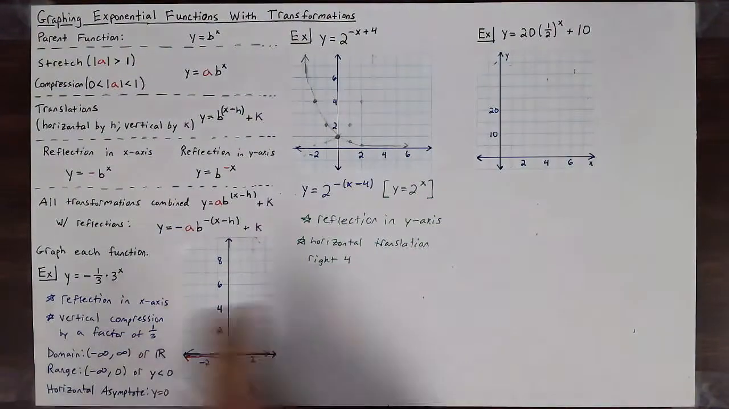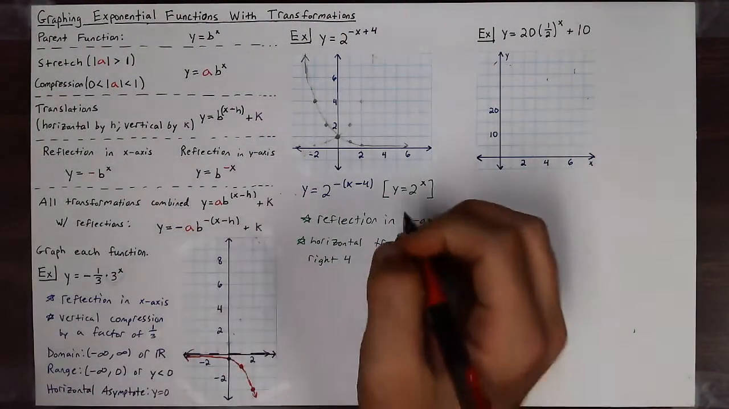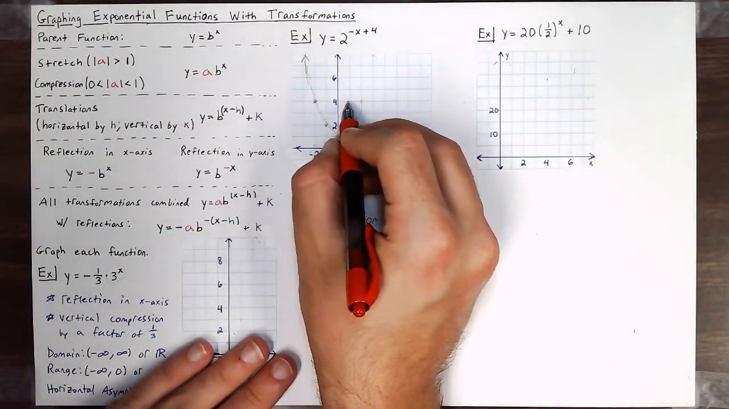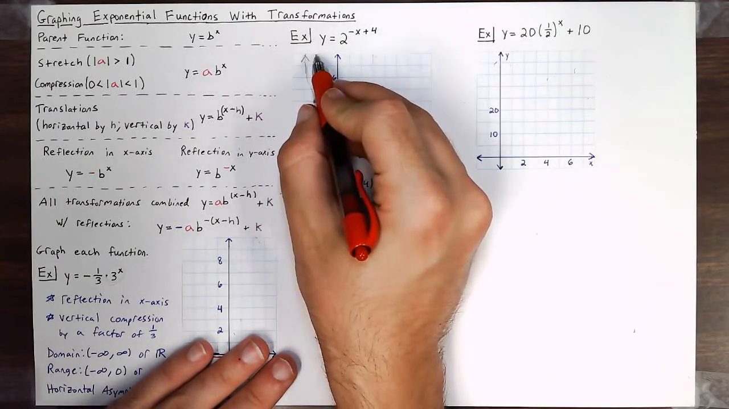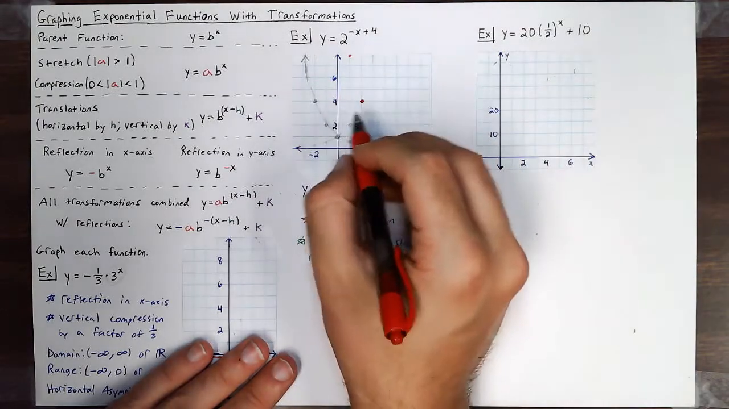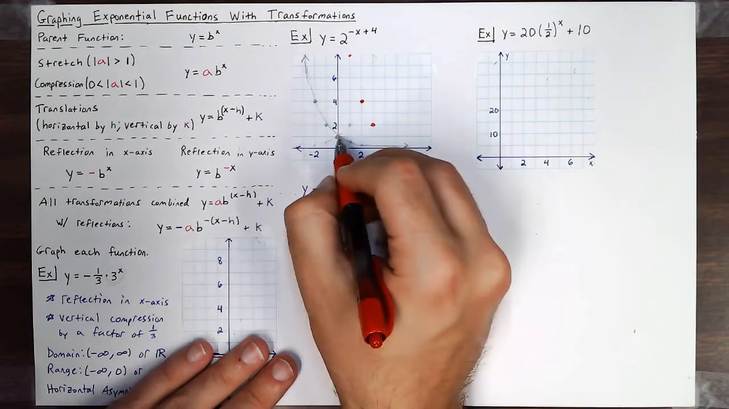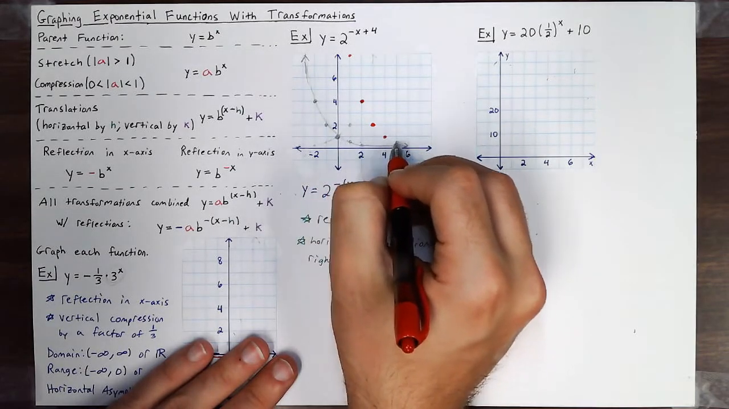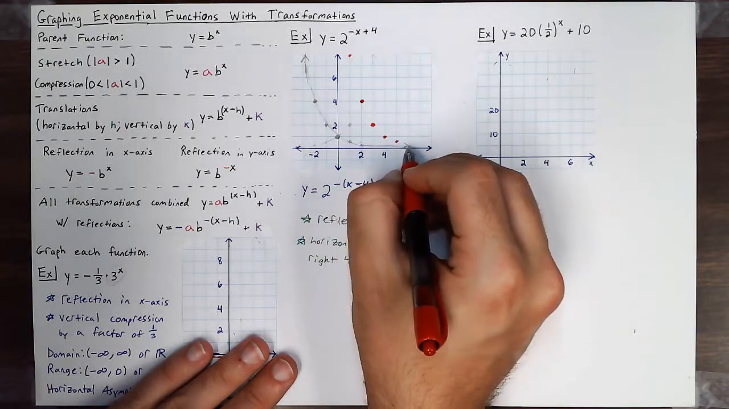And now we're going to shift everything to the right 4. This will be our final graph because it's the final transformation. So every point goes right 4. This one goes 1, 2, 3, 4 to the right. The one at 8 also goes 1, 2, 3, 4 to the right. Then each of the remaining points goes 1, 2, 3, 4 to the right.